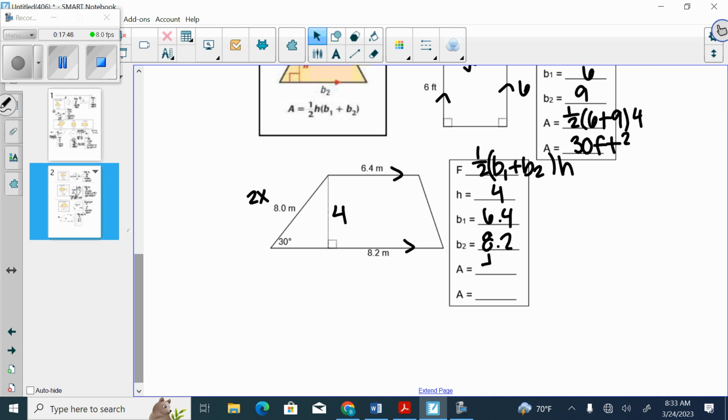So I've got 1/2 times base 1 plus base 2 times the height of 4. All right, so we add our 6.4 and 8.2. We multiply by 4, we multiply by 1/2. What are we going to get there? Good. 29.2. This one is meters, right? So meters squared. All right.